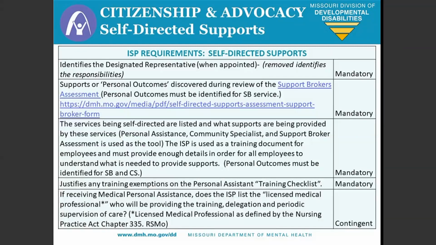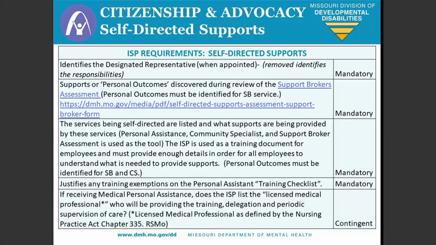If the individual is receiving medical personal assistant, the ISP must list the licensed medical professional who will be providing the training, delegation, and periodic supervision of care. Licensed medical professional is as defined by the Nursing Practice Act, Chapter 335 RSMo. Supports or personal outcomes discovered during review of the Support Broker Assessment: personal outcomes must be identified for support broker services, and this has been included because CMS requires that all individuals get the support they need in order to self-direct services.